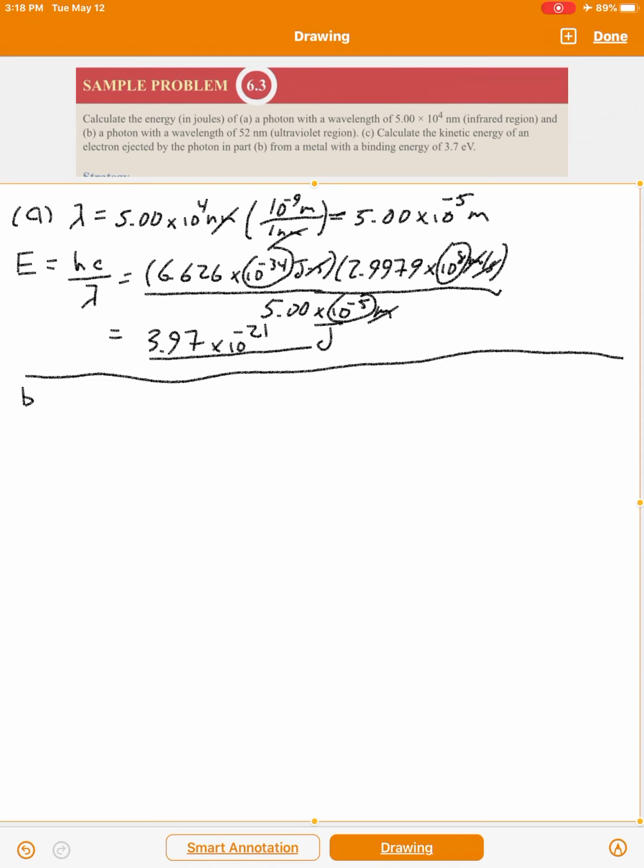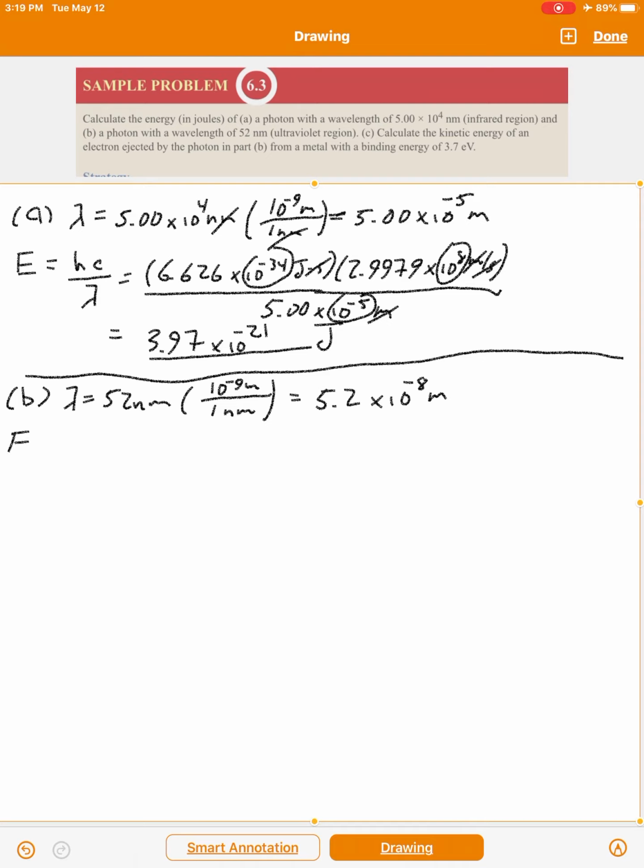Part B is the same calculation. It's just that we're going to use a 52 nanometer photon. This would give you quite a burn. Again, 52 nanometers times 10 to the minus 9 meters per 1 nanometer is going to give you 5.2 times 10 to the minus 8 meters. Okay? So there's our wavelength right there.